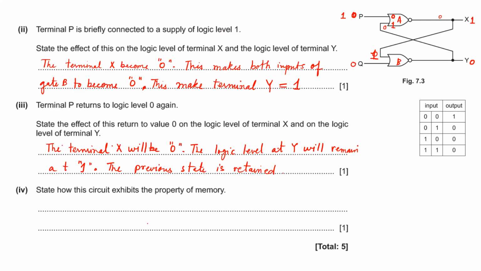Then the question is: state how this circuit exhibits a property of memory. So for exhibiting a property of memory, just consider part 3. What happened in part 3 was that we changed the input of P from 1 to 0, and we saw that nothing happened at the output. The output retained whatever the previous values were stored over there. So this is basically the property of memory that has been shown here.